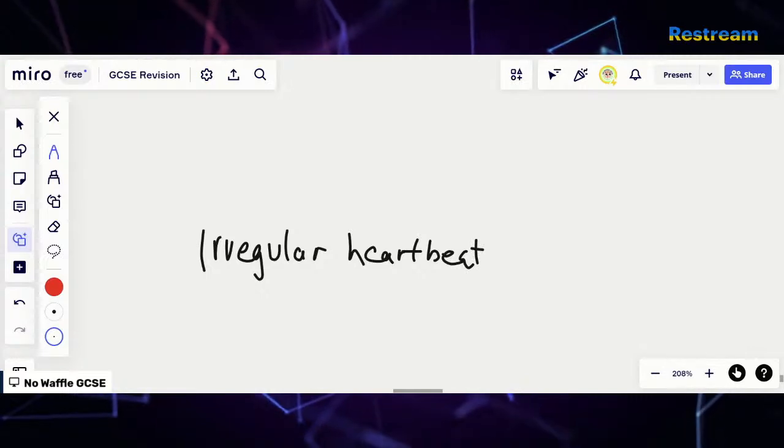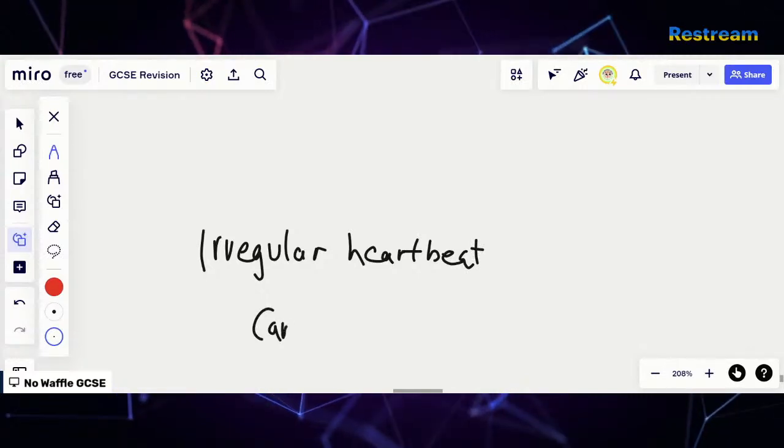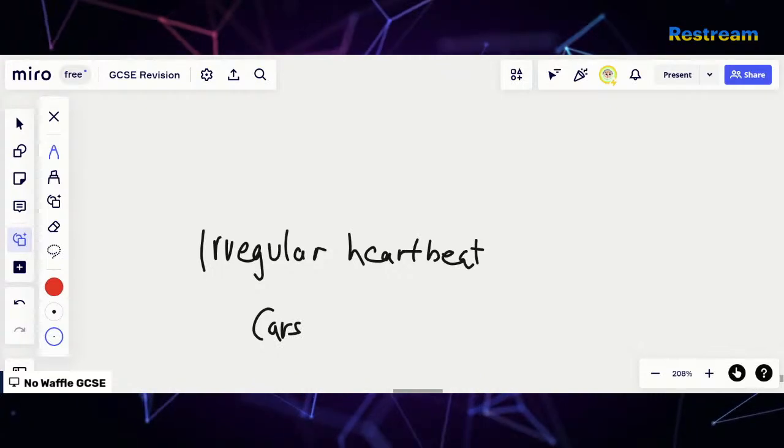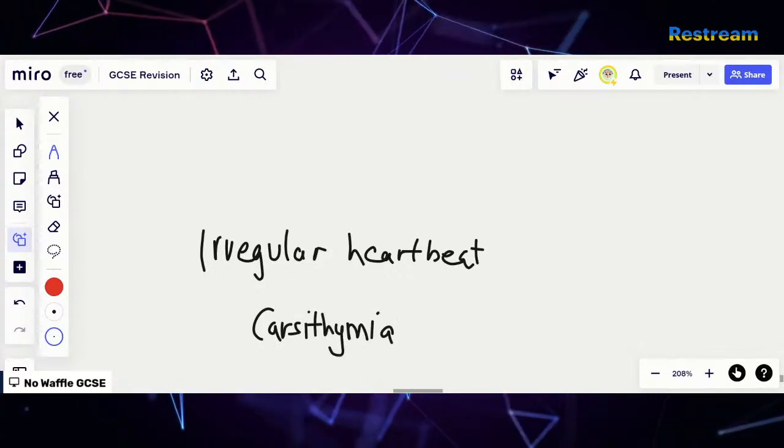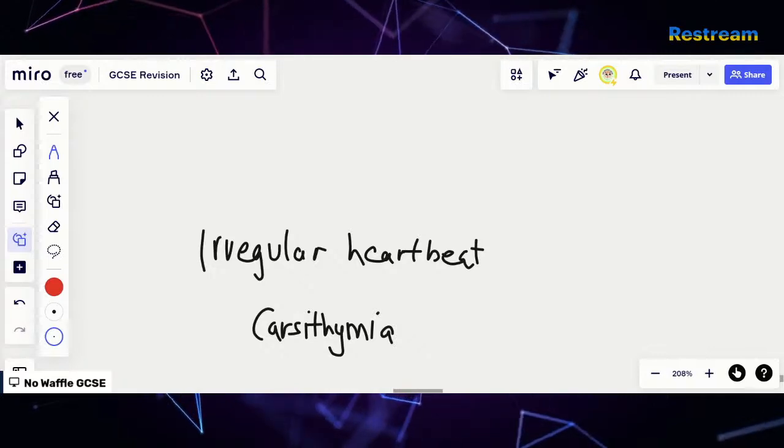If you want to know the actual name, I cannot pronounce it, but I'll write it down for you here. This was in the mark scheme, so that is the full name for it, if you wanted to write that down. Okay. Now the next question.